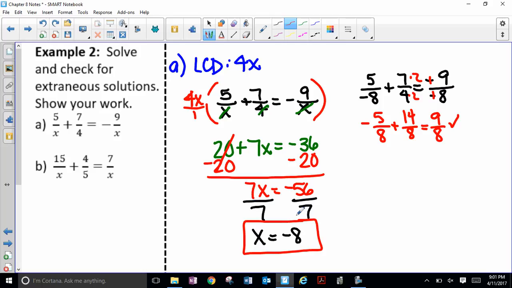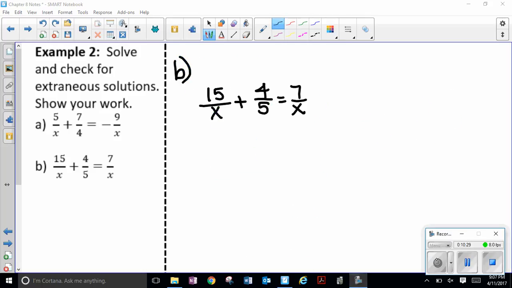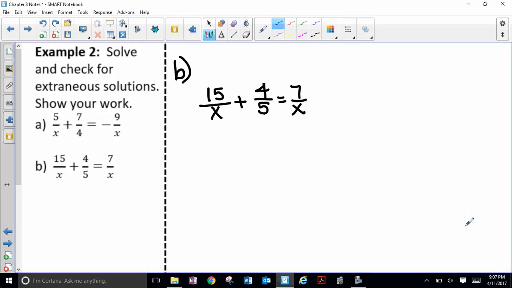Okay, go ahead and pause and try part B. See if you can do part B. All right, so your LCD should have been 5x. Multiply everything by 5x. And remember, if you made that a fraction, it's over 1, so that diagonally things cancel. Okay, so first, this with 15 over x, the x's cancel. So we're left with 5 times 15, which is 75.